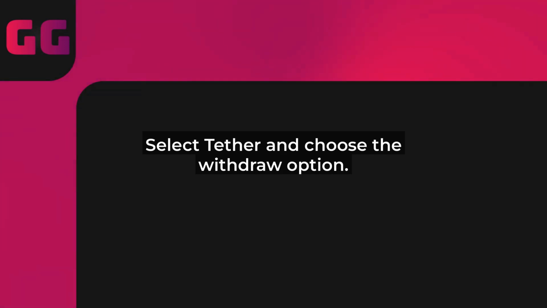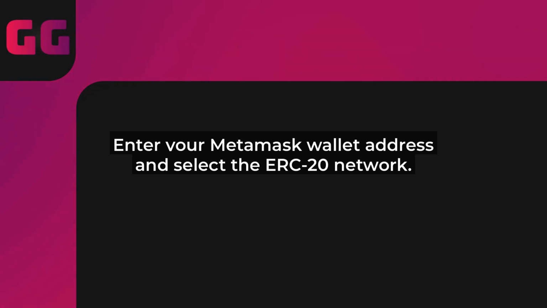Step 2. You'll be prompted to enter the withdrawal details. Copy your MetaMask wallet address. Make sure it's the one associated with your Ethereum network. Paste it into the recipient address field on Bitrue. Remember, Tether on Ethereum uses the ERC20 standard, so select that network if it's an option.